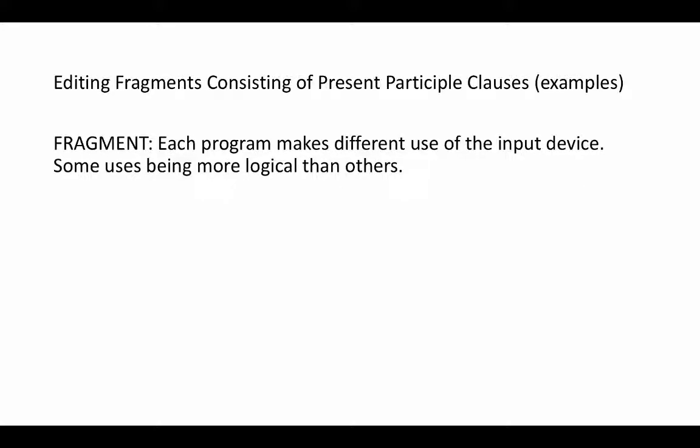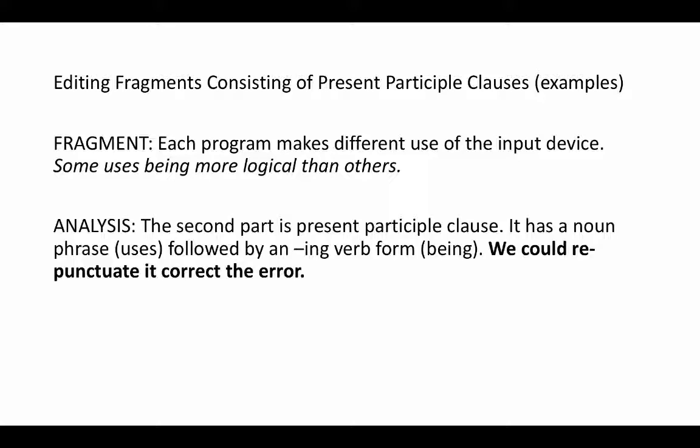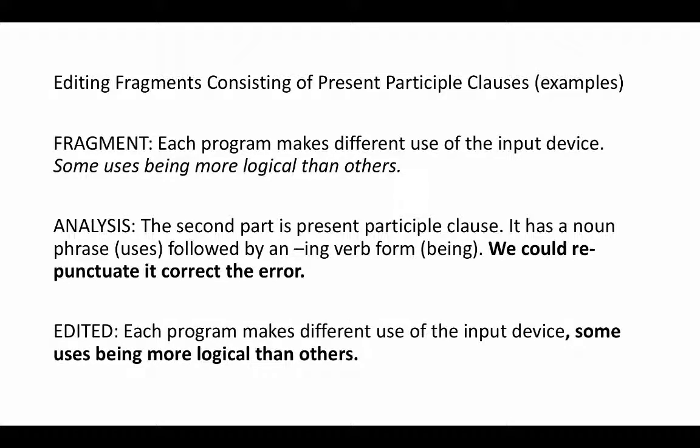Each program makes different use of the input device, some uses being more logical than others. What we have here is a fragment in the second part, because the second part is a present participle clause. It has a noun phrase, uses, followed by an -ing verb form, being. We could repunctuate it, adding a comma: some uses being more logical than others.